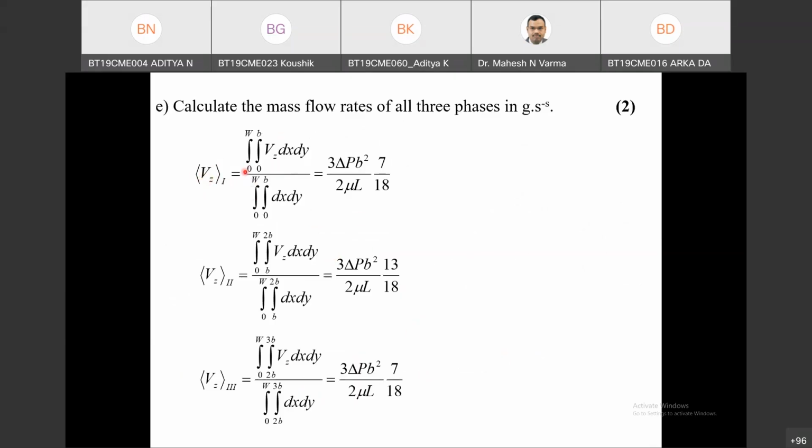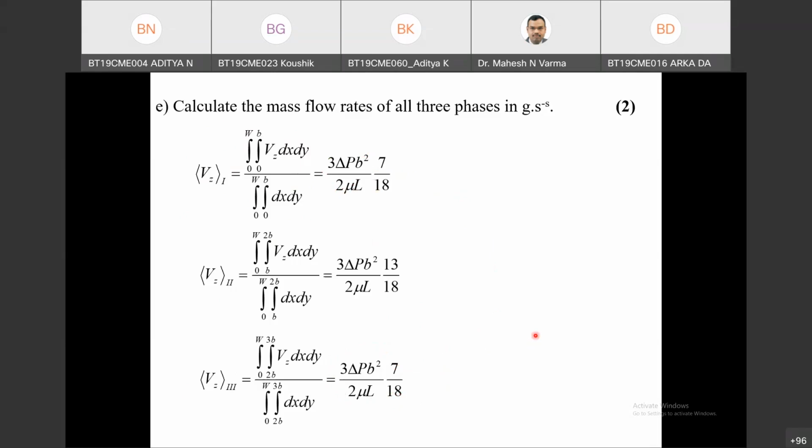Average velocity over a flow area. Flow area is 0 to b for fluid 1, b to 2b for fluid 2, and 2b to 3b for fluid 3. So accordingly, you will get the average velocity: velocity multiplied by area divided by area. This is the average velocity for fluid 1, this is for fluid 2, and this will be for fluid 3. You can see the average velocity is the same for fluid 1 and fluid 3.